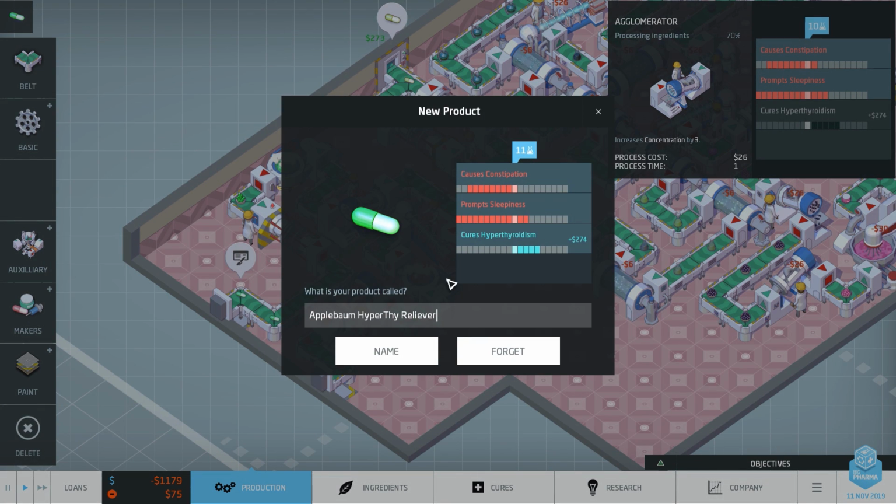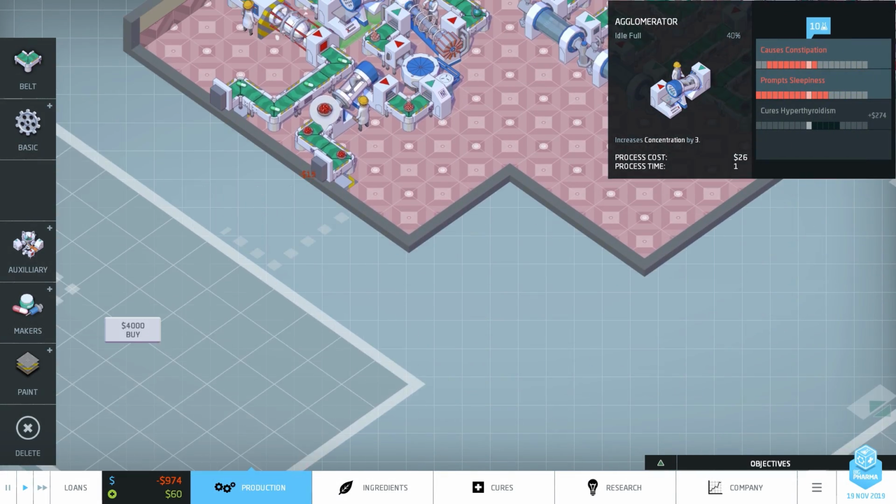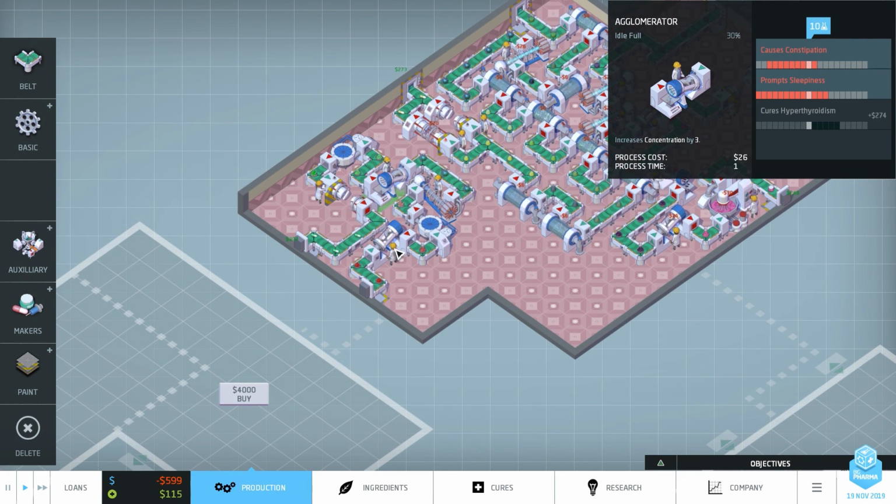All right, new drug here. Brand new drug for hyperthyroid reliever. I'm just calling it hyperthighs. Hyperthighs. All right, hype thighs. It's called hyperthighs. Applebaum hyperthighs. All right. And service says we're making money again. Oh, we're not gonna go bankrupt. Fantastic.